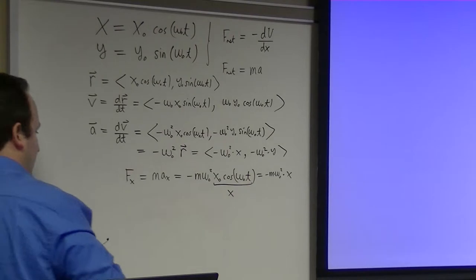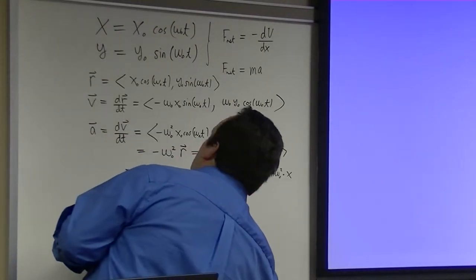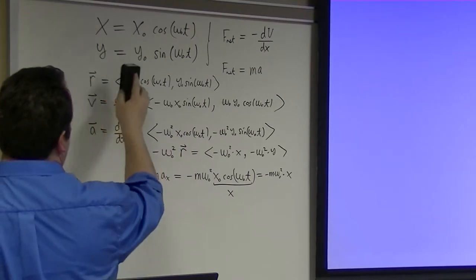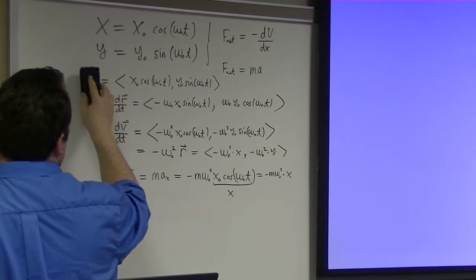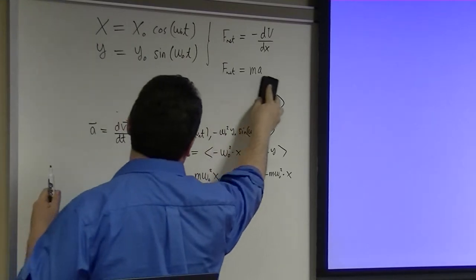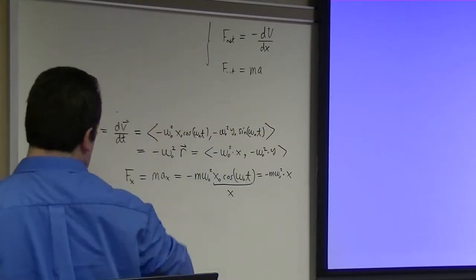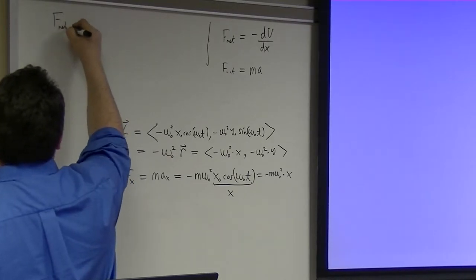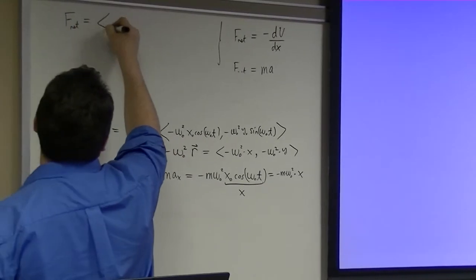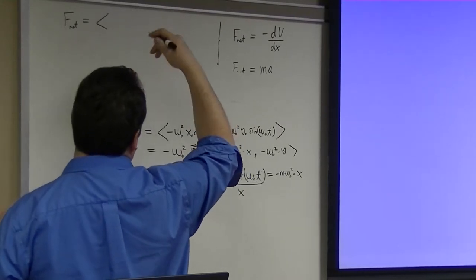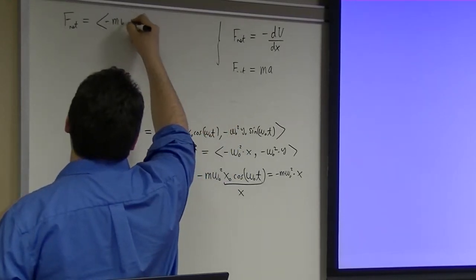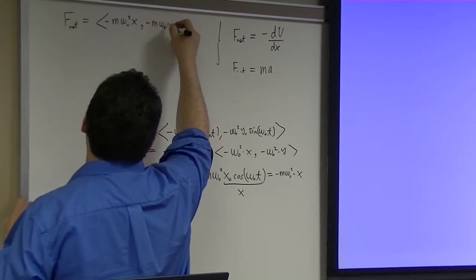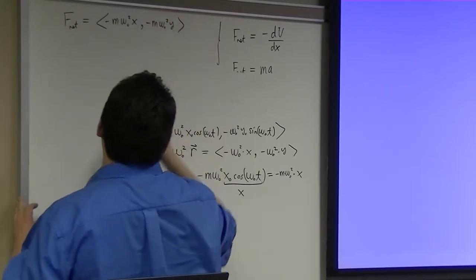So in view of all that, I need to erase some of this stuff. I'm going to erase just the top bit. I'll probably regret that. But to recap here, the net force we just found is actually equal to minus m omega naught squared x, minus m omega naught squared y, right?